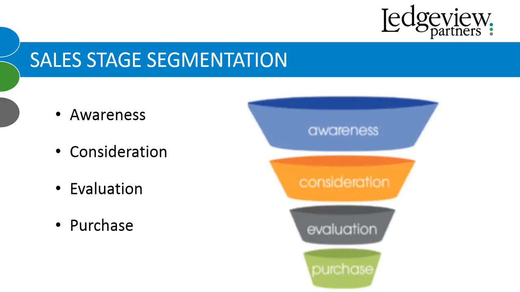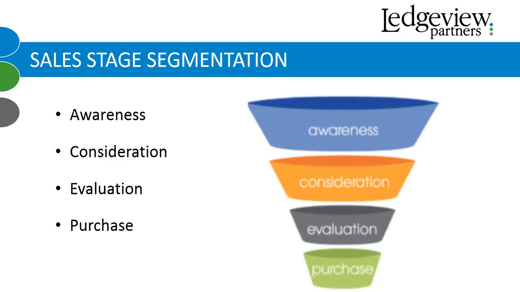Segmenting by where your leads are in your sales stage can help you provide relevant information to your leads to help with conversion. So you might be asking yourself, how do I know what stage of the sales cycle my leads are in? Asking questions about purchasing intent is one way.